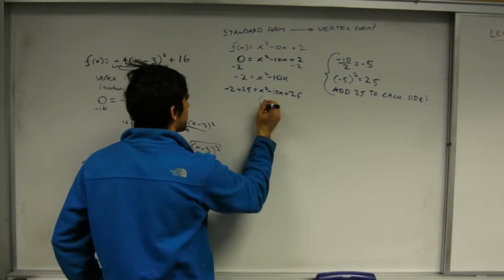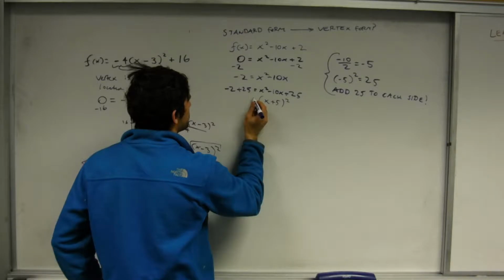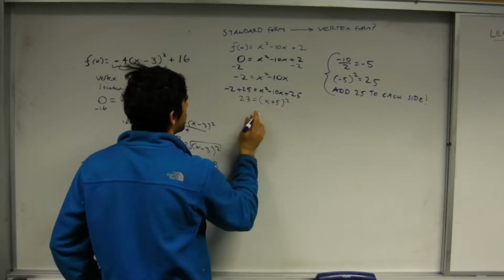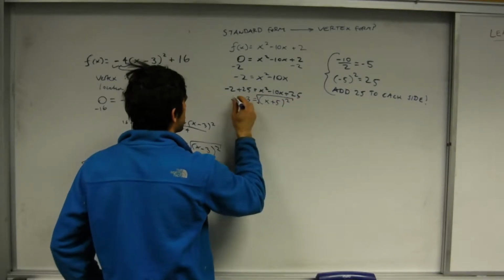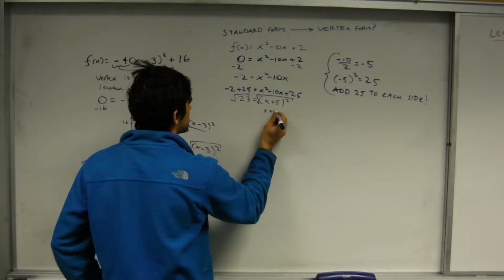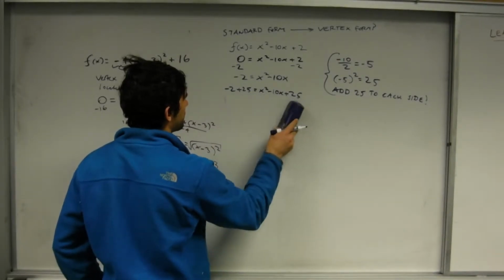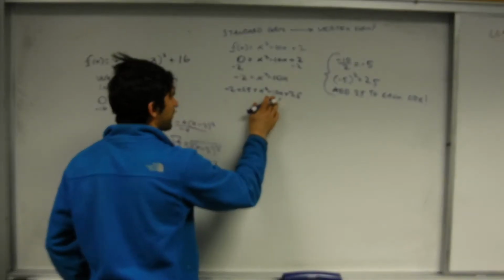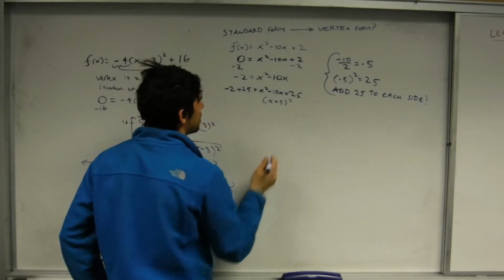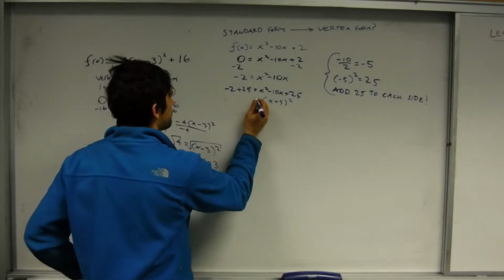If I factor this side, I get x plus 5 squared is equal to 23. Take the square root of each side. We get x plus, or no, sorry. I was getting one step ahead of myself. So we will factor this side, so we'll get x plus 5 squared. But our work with this side is done now.